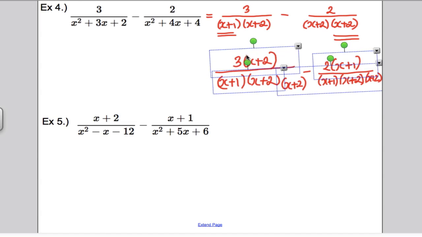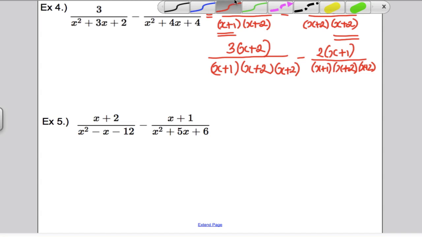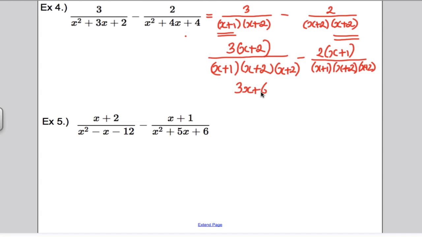I'm just going to move this up here so we've got a bit more space. Now be very careful here when you're multiplying out. Let's multiply this out. This is 3x plus 6. Subtract everything from here. Subtract 2x plus 2. Okay, and it's all over x plus 1, x plus 2 squared, rather than writing the x plus 2 out twice. And now we can finish off by just, I don't have enough room to write it down, 3x take away 2x is x, and 6 take away 2 is 4.